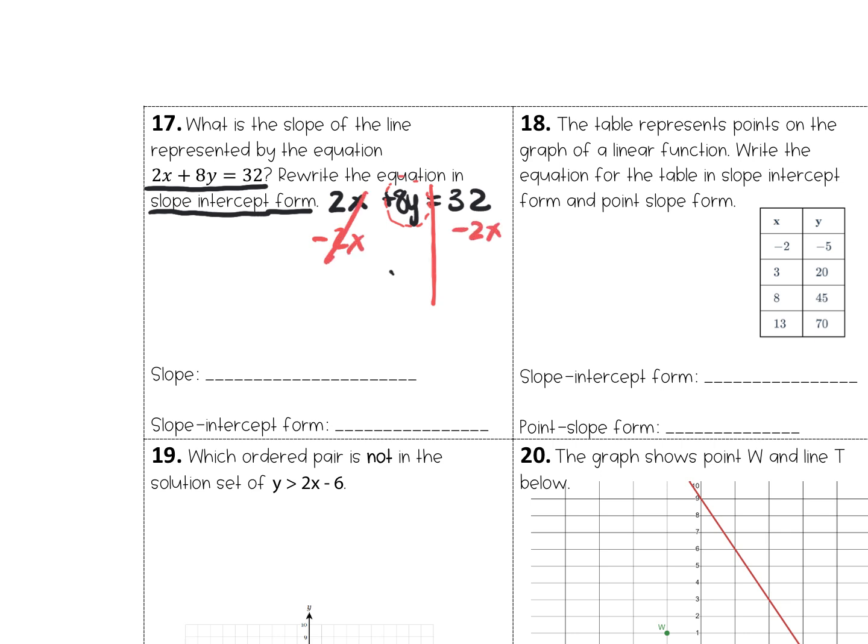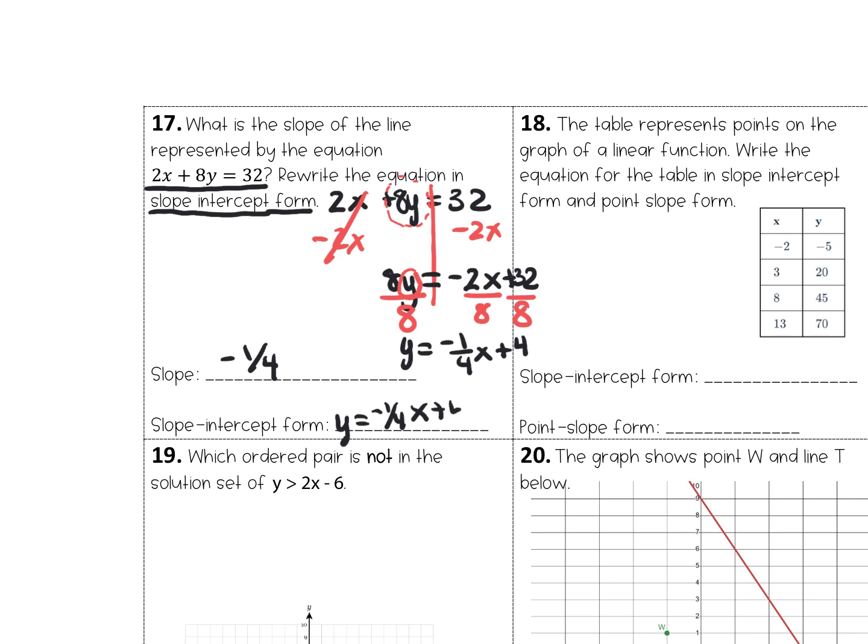Those cancel out. 8y equals, always x stuff first, negative 2x plus 32. I'm solving for y, not 8y, so I need to divide every piece by that 8. Y equals, if you type negative 2 divided by 8 in the calculator, you get negative 1/4 x, and then 32 divided by 8 is plus 4. My slope is the negative 1/4. And y equals negative 1/4 x plus 4 is my slope-intercept form.